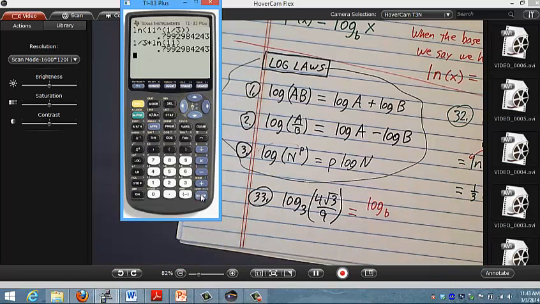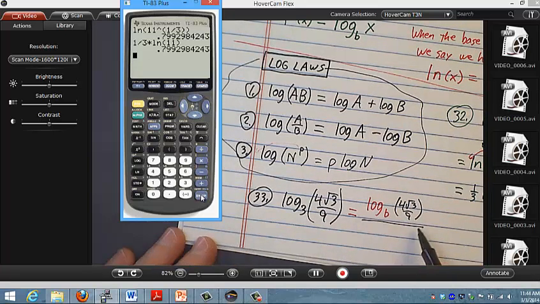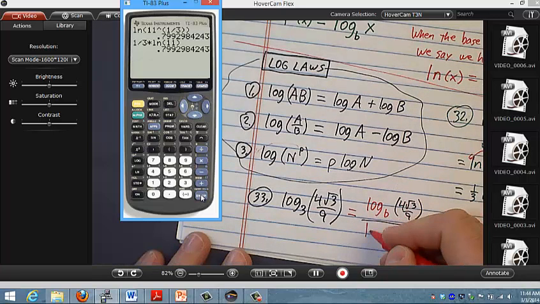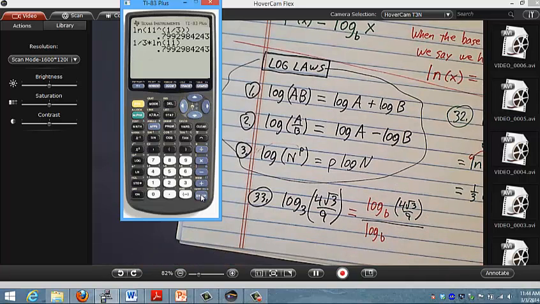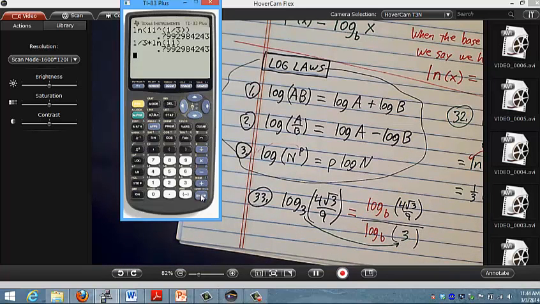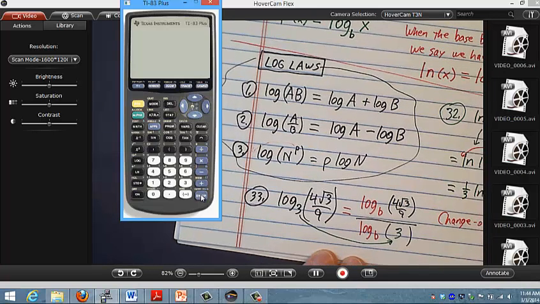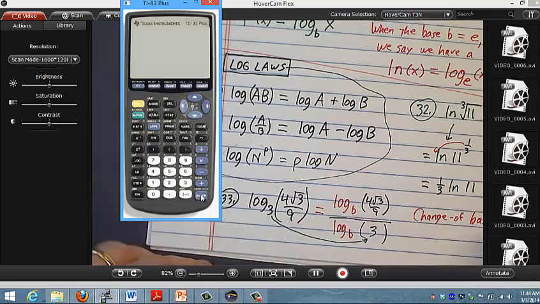Okay? So there's one other thing you can do, which is you can write this as the log base B of 4 radical 3 over 9, let's say, divided by the log base B, and what you do is you put this base down here. And when I say B, you can choose any B you want. This is called change of base. Again, you would have seen that in an algebra course. Change of base formula.